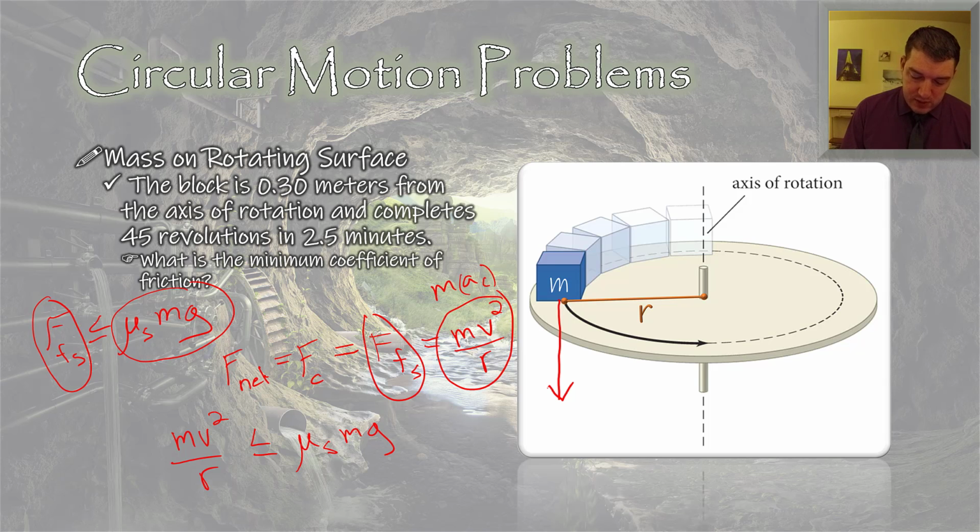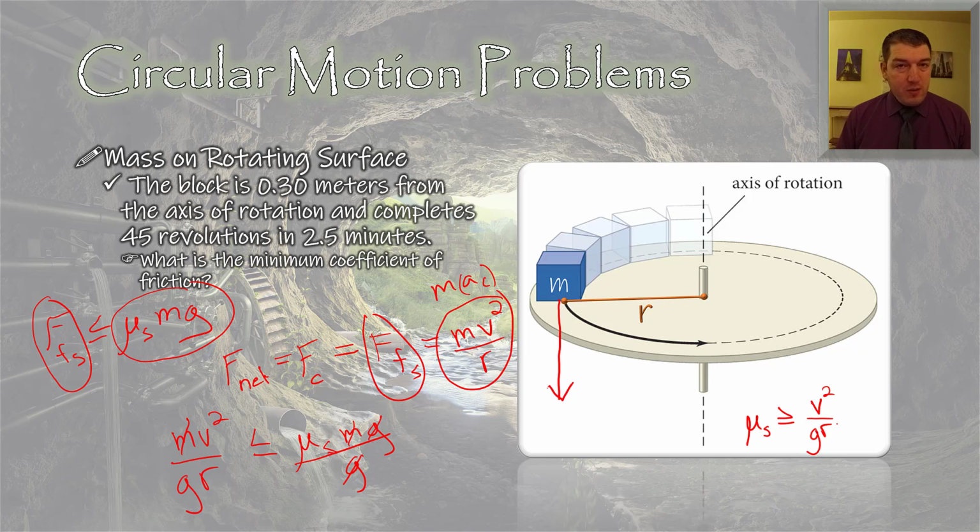These are the same m's, so m ends up canceling out, and this is what I'm trying to figure out. What is that minimum coefficient of friction? So you simply divide both sides by g, or multiply by 1 over g, and we find out that the answer to this question is that mu s must be greater than or equal to v squared over gr. Now, some students would think that they're done at that point.